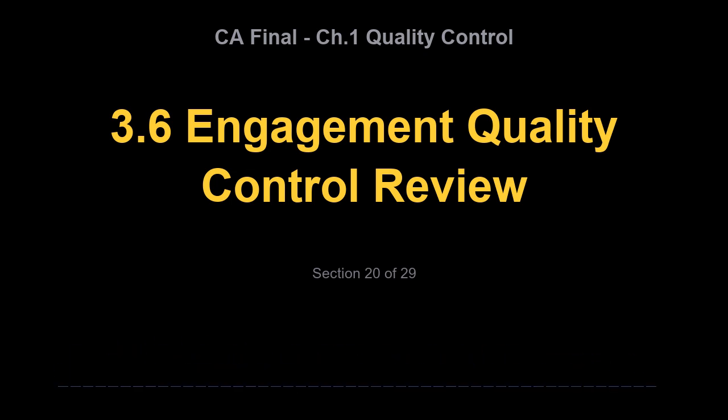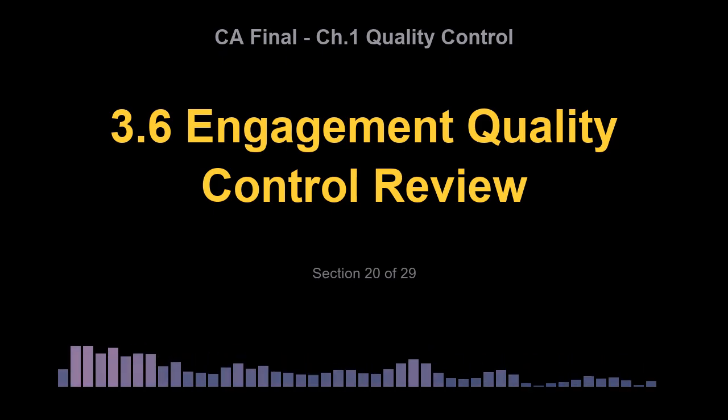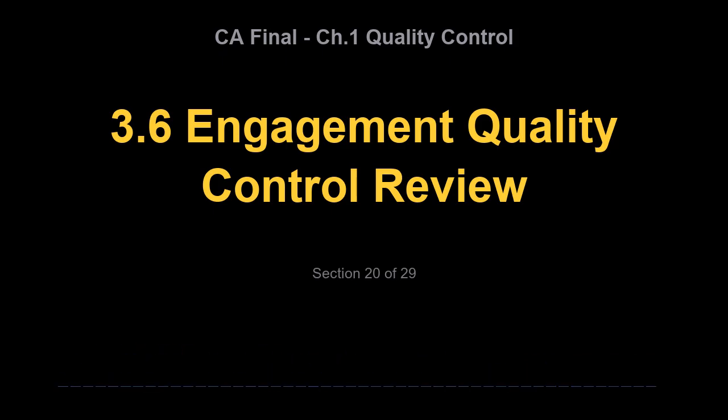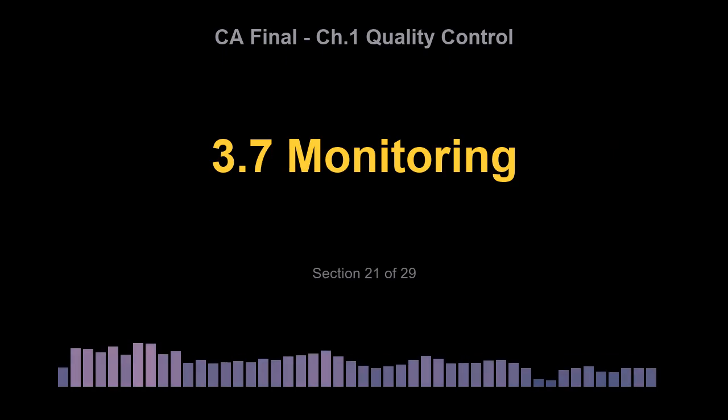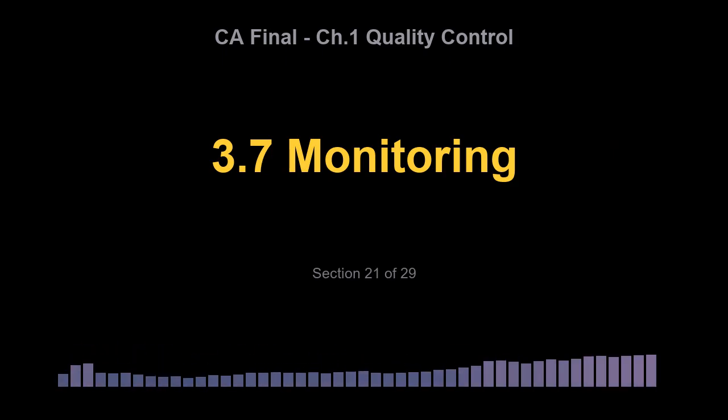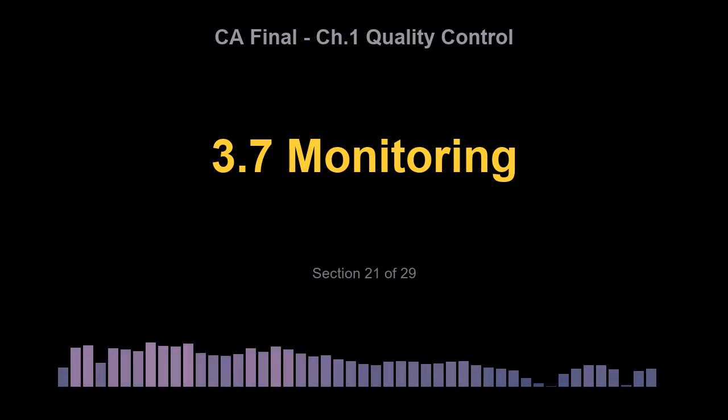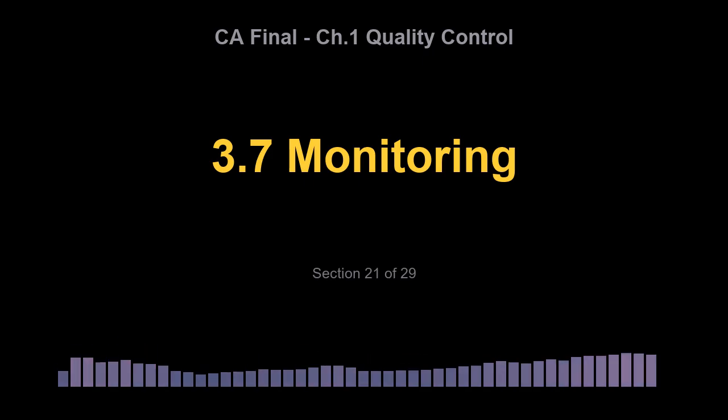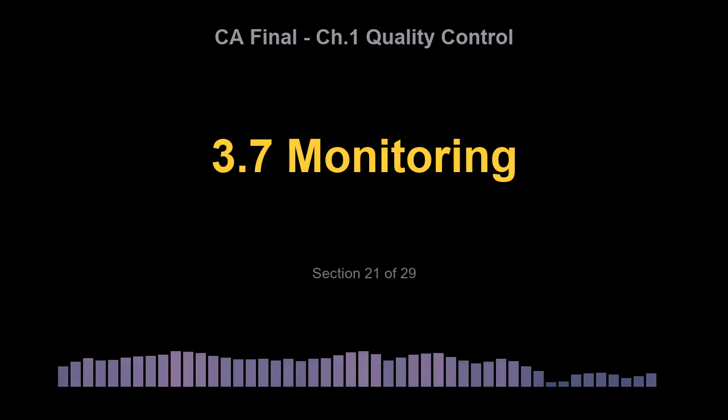3.7 Monitoring. An effective system of quality control includes a monitoring process designed to provide the firm with reasonable assurance that its policies and procedures relating to the system of quality control are relevant, adequate, and operating effectively. The engagement partner shall consider the results of the firm's monitoring process as evidenced in the latest information circulated by the firm and, if applicable, other network firms, and whether deficiencies noted in that information may affect the audit engagement.